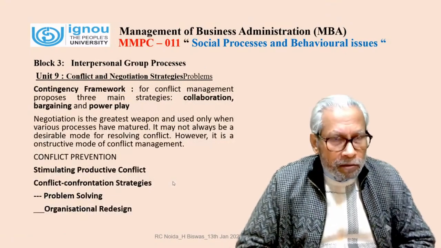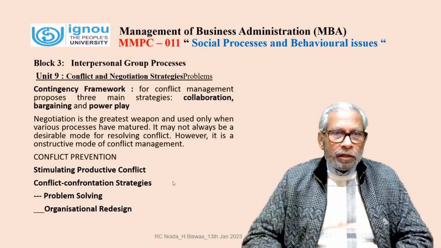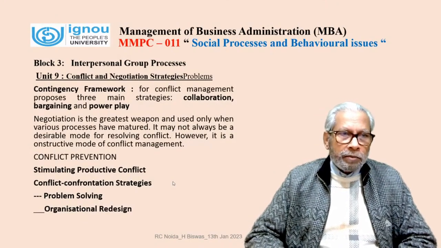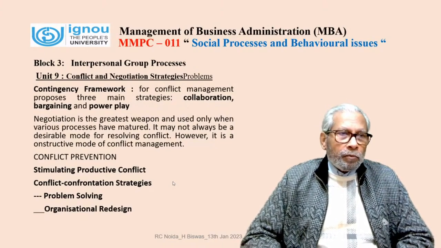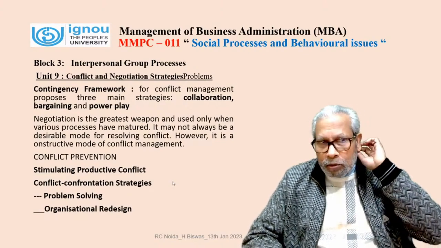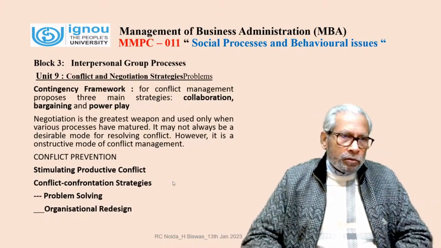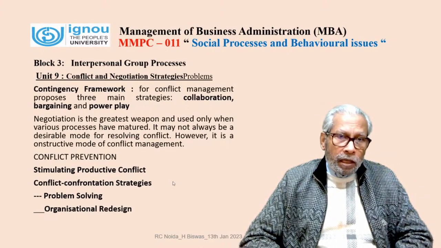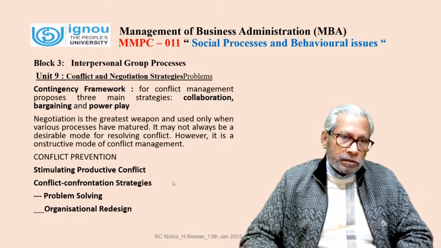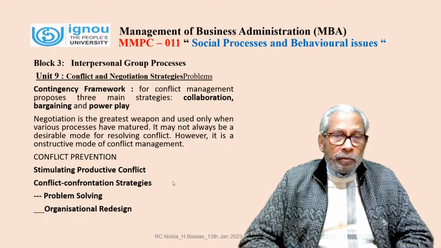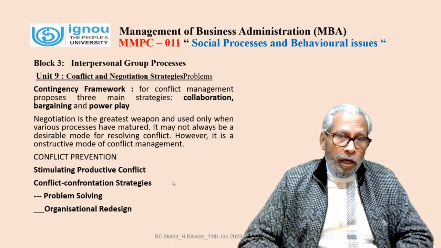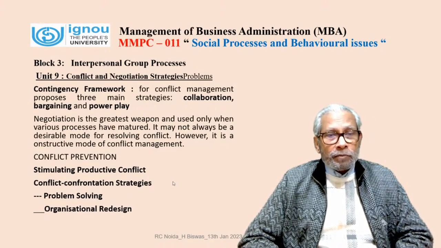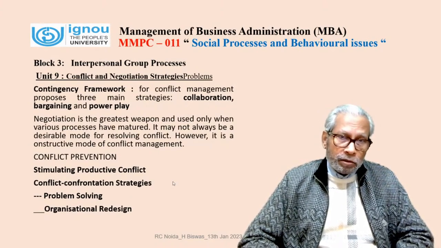Then the contingency framework we have to discuss for the conflict management process. Three main stages: collaboration, bargaining, and power. Negotiation is the greatest weapon and used only when various processes have matured. It may not always be a desirable mode for resolving the conflict. However, it is a constructive mode of conflict management. So negotiation is one of the very important things.